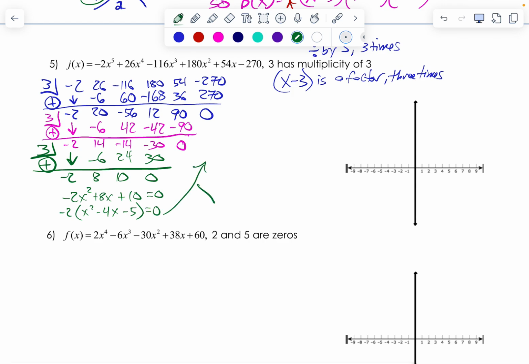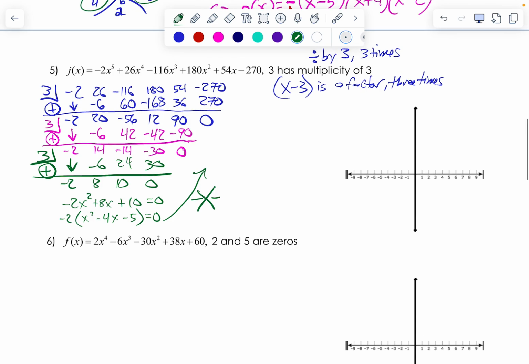Okay, if we star this, we're going to get x minus 5 times x plus 1, which gives us what zeros? All right, zeros and multiplicity. Make your little brief chart. Our zeros are 3, 5, and -1. What's the multiplicity of 3? 3. What's the multiplicity of 5? 1. And -1 is also 1.